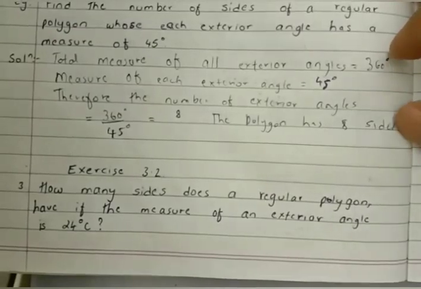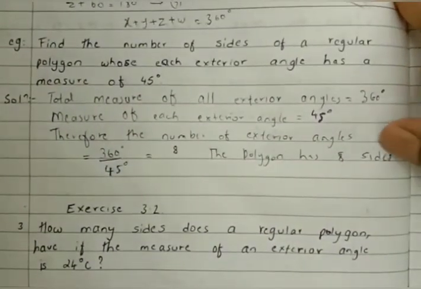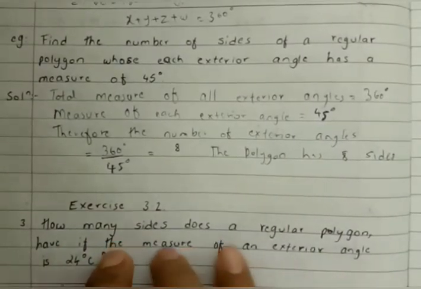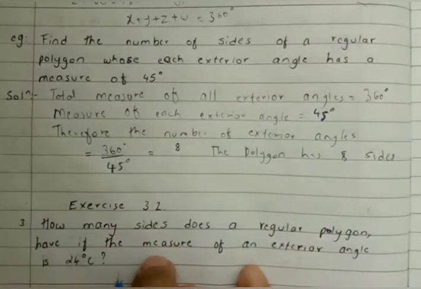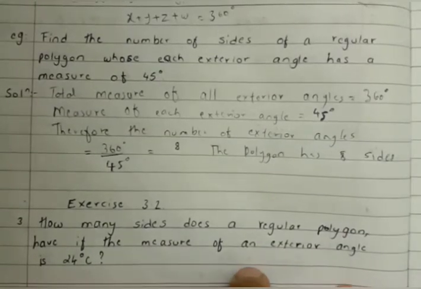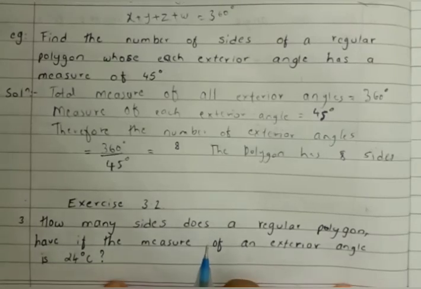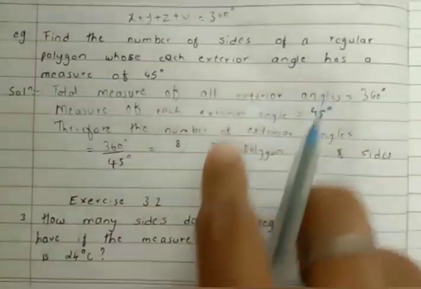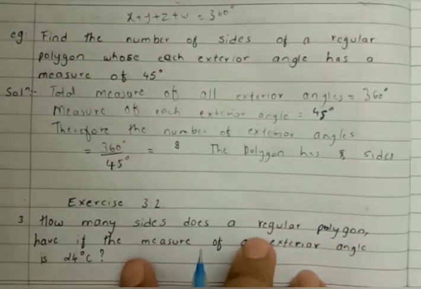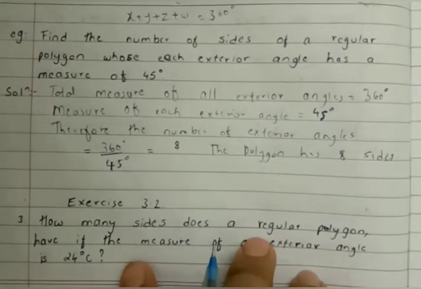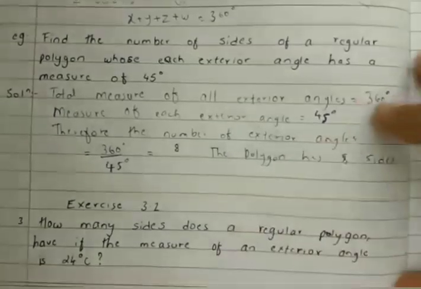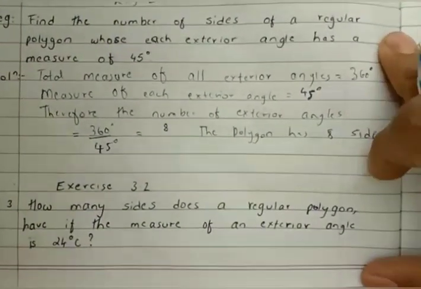Now let's solve exercise 3.2. What is the question? How many sides does a regular polygon have if the measure of an exterior angle is 24 degrees, right? Same problem as earlier. The exterior angle in this case is 24 degrees, and you know that the sum of all exterior angles of a regular polygon equal to 360. So what you'll do, right?